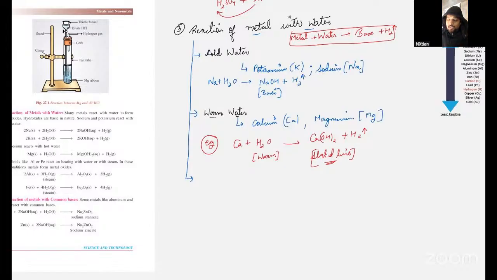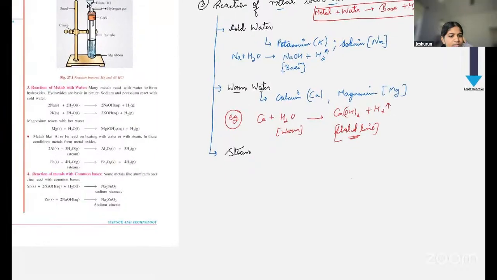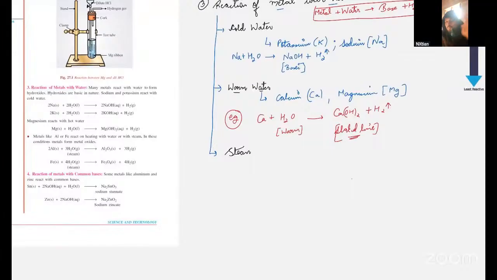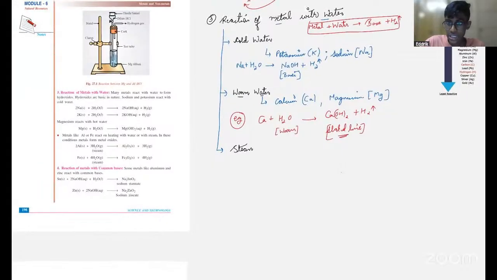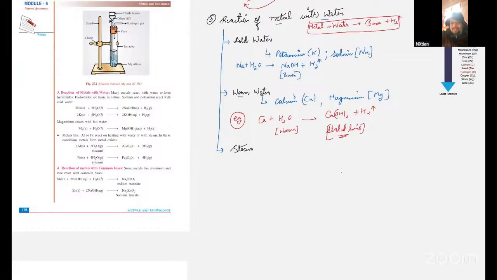Now, next one is steam. What about hot water? Warm and hot, they are all similar. And neutral water? Cold and neutral come in one line. They are similar types. We can't specify like 2-degree water or 8-degree water or 9-degree water. We are just saying generally.